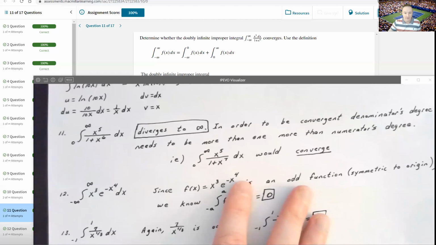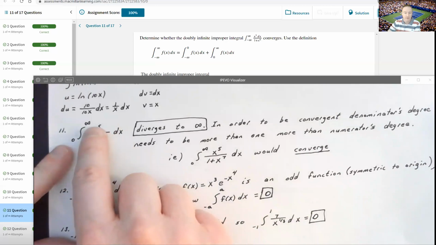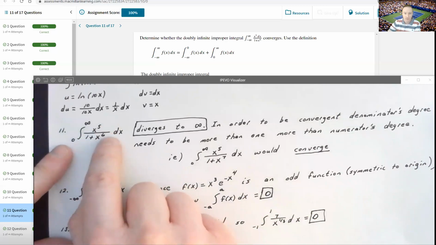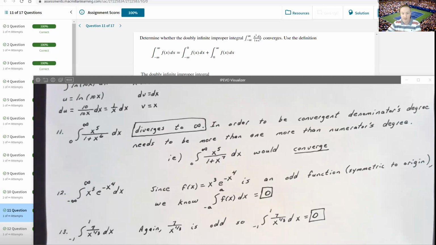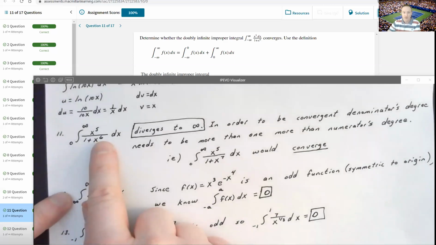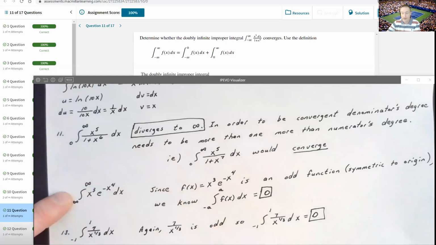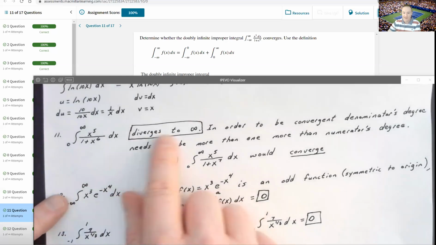So now I backtrack to what we're looking at, number 11, and what I'm wanting you to see here is as simple as this. The degree of the denominator is only 1 more than the degree of the numerator. So this is essentially just like the integral of 1 over x, where 1 over x would integrate to be the natural log of x. When you try to evaluate the natural log of x at infinity, you get infinity. Thus, it diverges. This will diverge for the exact same reason. So do I need to worry about what the integral of that is? No, you could, but there is no need to. So what I'm wanting you to see here is that this diverges to infinity.